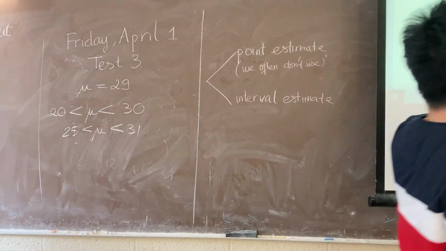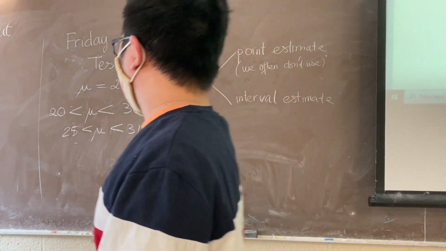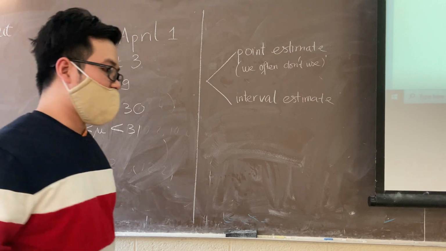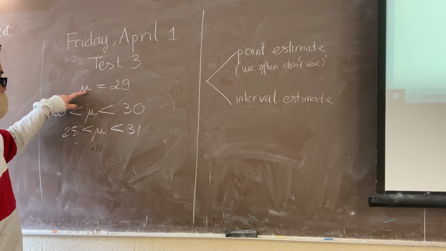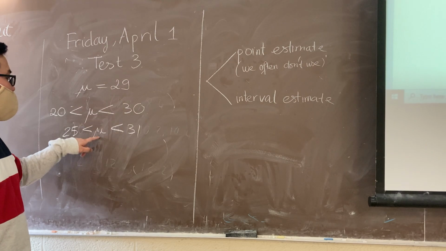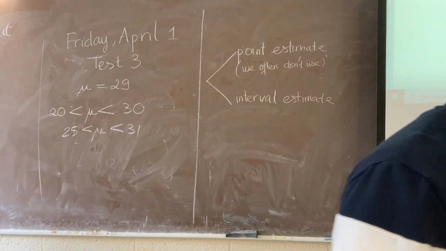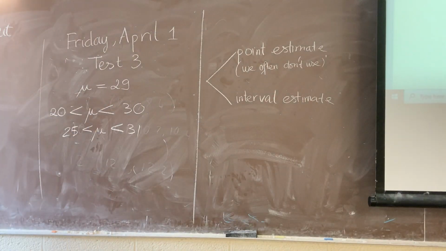That is the range of possible values for the population parameter. If you know the interval estimate for the population mean, that means the actual population mean will belong to this interval. That is the interval estimate. Any question?